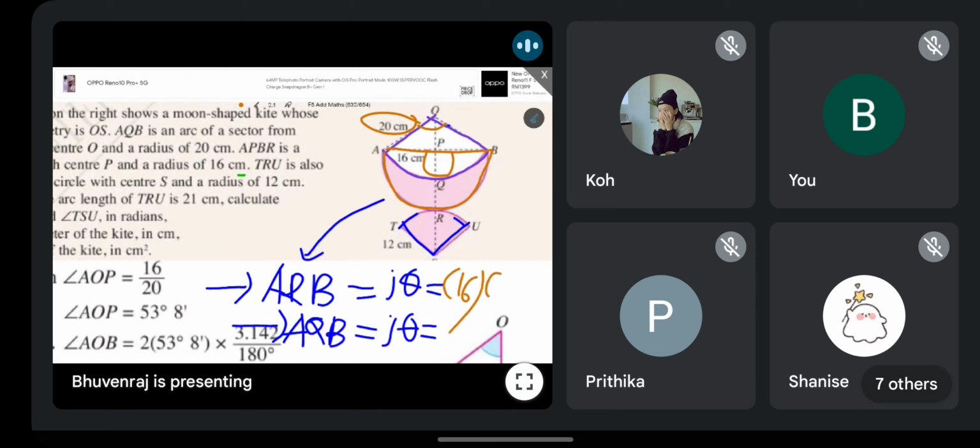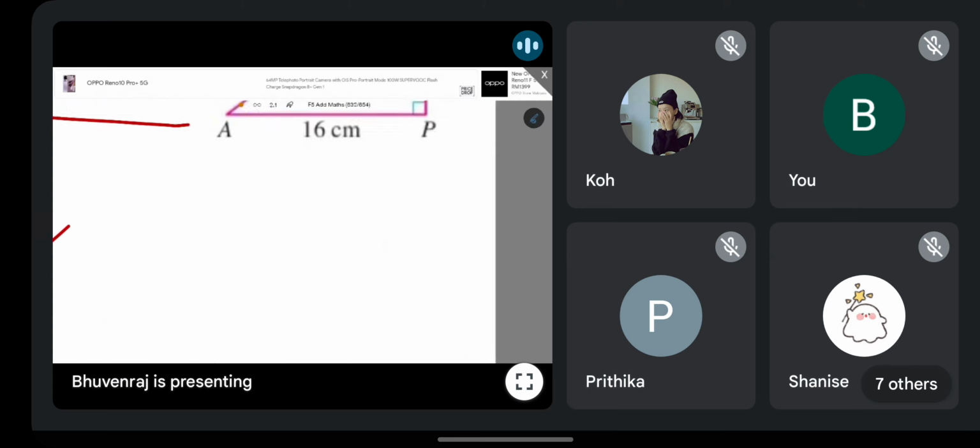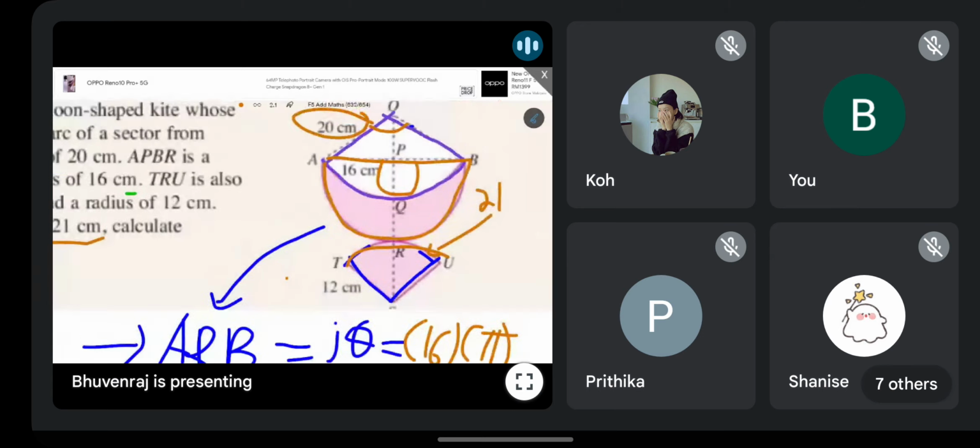You find the AQB arc length, cari panjang lengkok AQB, ARB arc length, count the perimeter. Okay, these three values, 21 and 2 times 12, you get from here. Okay, this sector over here. Okay, jejari 12, you got 2 radius, so that's why times 2. And the arc length here is 21 centimeter. Okay, guys, so this is for question B. Untuk cari perimeter, this is how we count it.